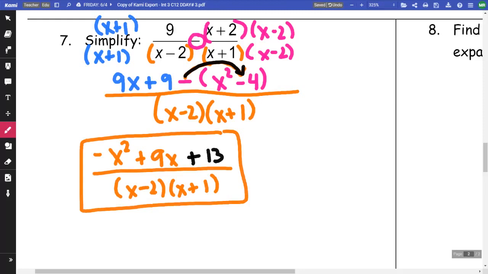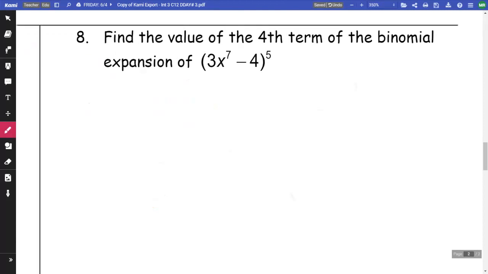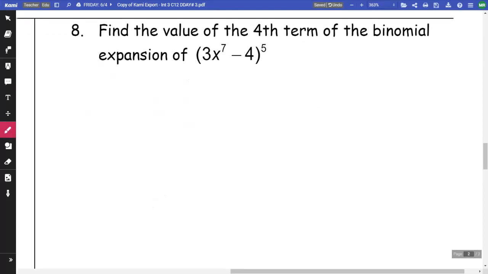On number 8. Okay, so on this one, this is a reminder of the binomial expansion. If I want the fourth term of this, I am going to go 5 minus 4. I'm going to take the power that I'm raising the binomial to, minus the term I want, plus 1, always plus 1. And that is going to give me 2.